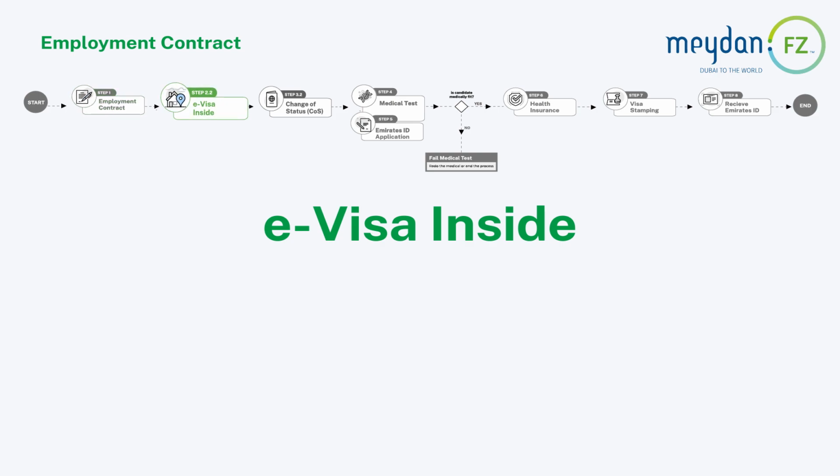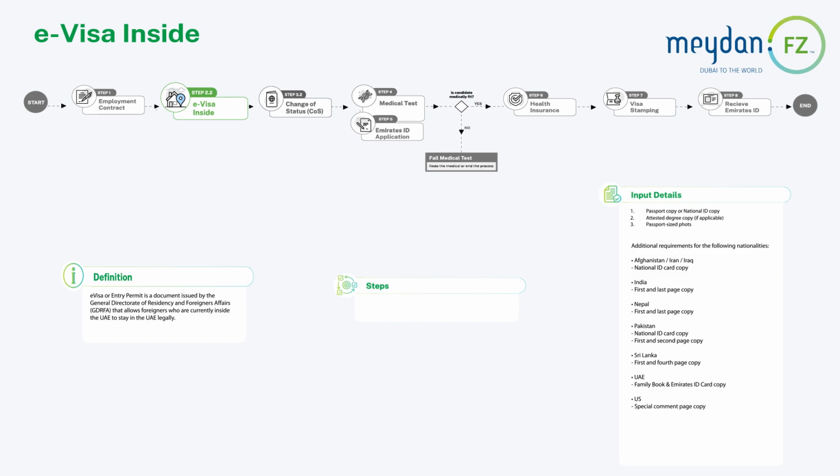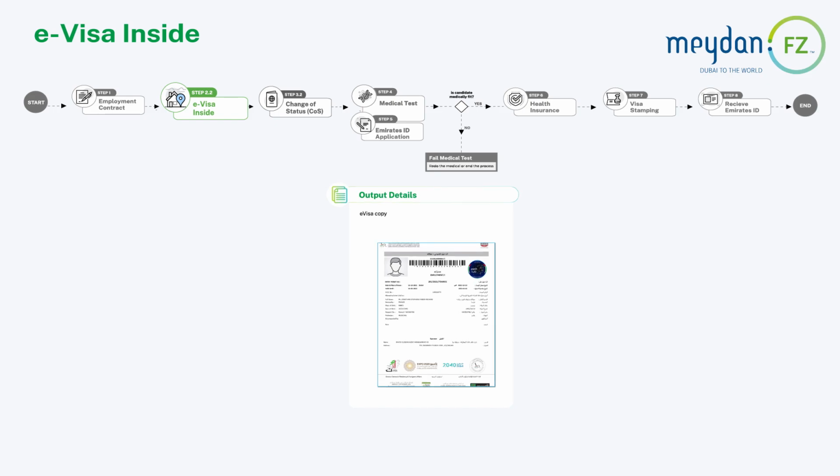Two. Next step is to apply for an e-visa for employee outside the UAE. E-visa or entry permit is a document issued by the General Directorate of Residency and Foreigners Affairs (GDRFA) that allows employees who are outside the UAE to enter and stay in the UAE legally. When applying for an entry visa in the portal, ensure to indicate employee is outside the UAE. Let's have a look again at the documents to be submitted: passport copy or national ID copy, attested degree copy, if applicable, passport-sized photo. Once submitted, the e-visa is generated as highlighted.